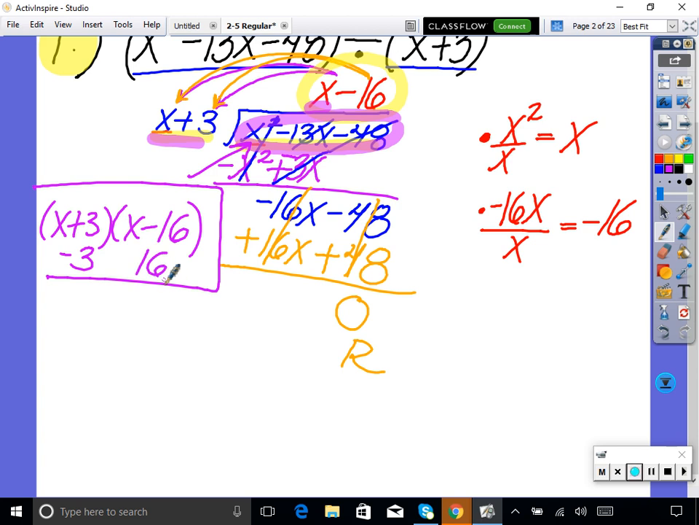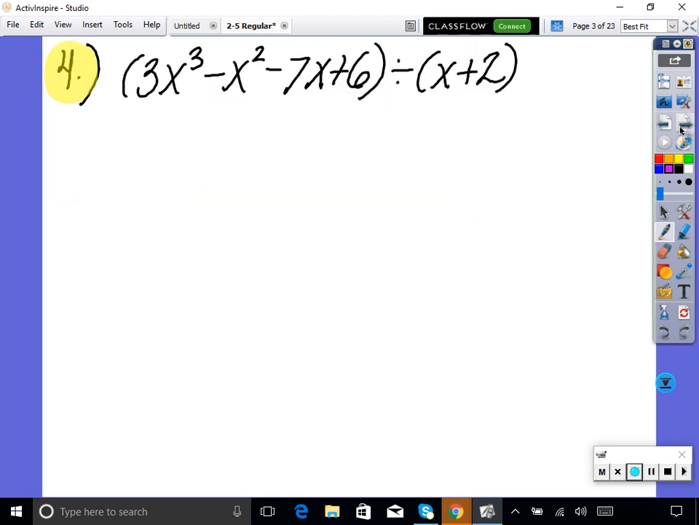To see if I said to you, is negative 3 a solution? You could divide it through and see if it comes out a remainder of 0. And if it does, you'd say yes. Does that make sense? So that's how we'll use it in the future. Okay, cool. Let's do another one. Let's do number 4. Here we go.